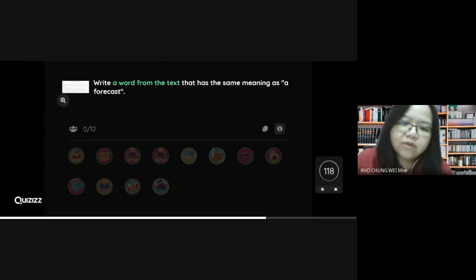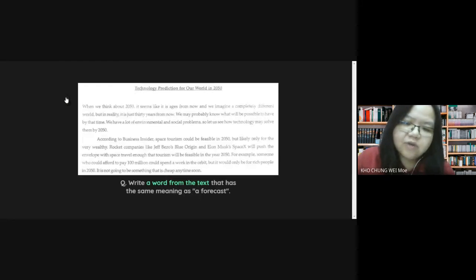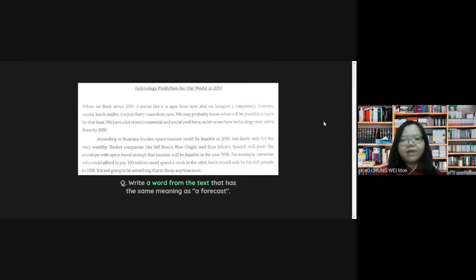Write a word from the text that has the same meaning as a forecast. To help you out, I've identified the correct part of the text. Which word from this part of the text has the same meaning as a forecast?